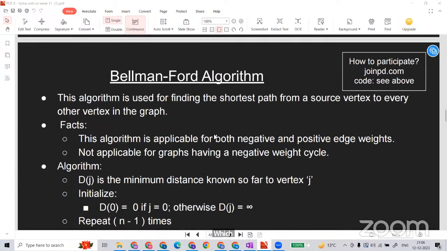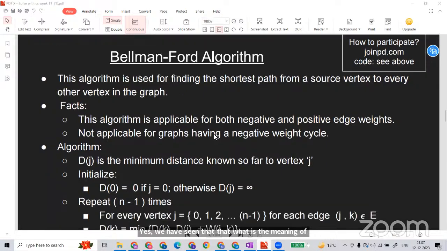So now the Bellman-Ford algorithm. This algorithm is used for finding the shortest path from a source vertex to every other vertex in the graph. In fact, this algorithm is applicable for both negative and positive weights. Dijkstra is only for positive weights, but Bellman-Ford is for positive and negative, not applicable for a graph having a negative weight cycle. Yesterday we saw the meaning of negative weight cycle.